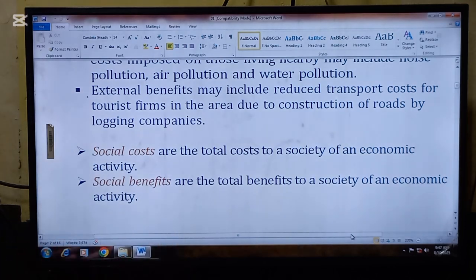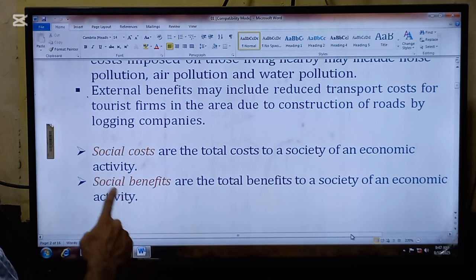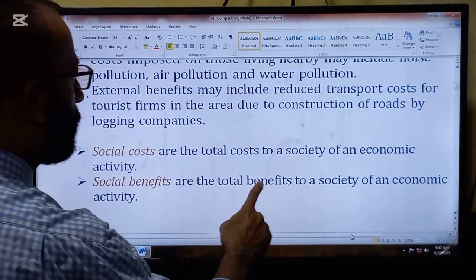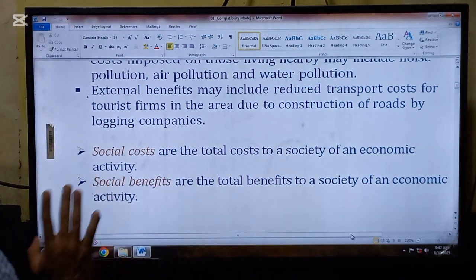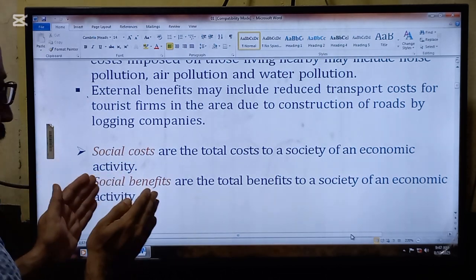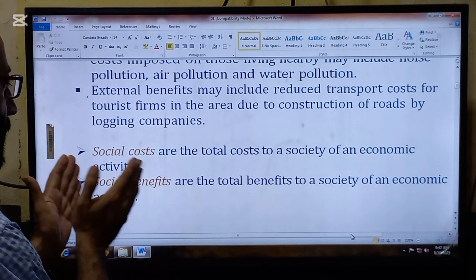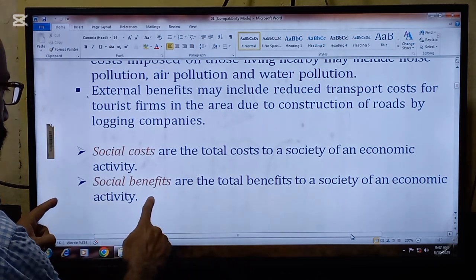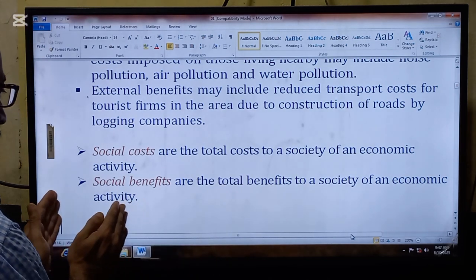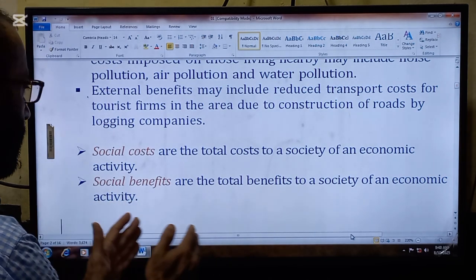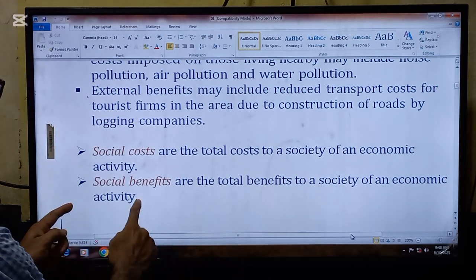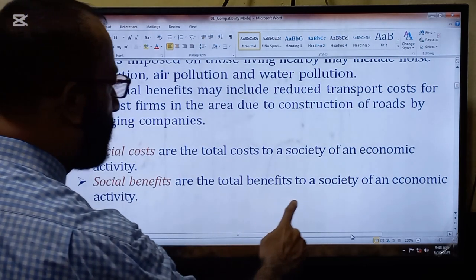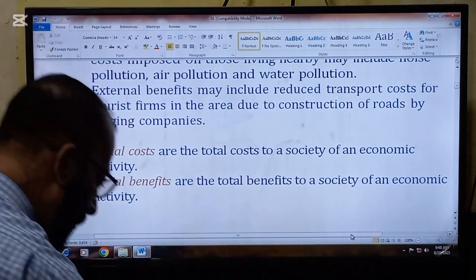Okay, next we are going to read the two new definitions. Number one is social cost and number two is social benefits. Social costs are the total cost to the society of the economic activity. These include the addition of the private cost and the external cost. And social benefits are the sum of the private benefits and the external benefits. So social benefits are the total benefits to the society of an economic activity.